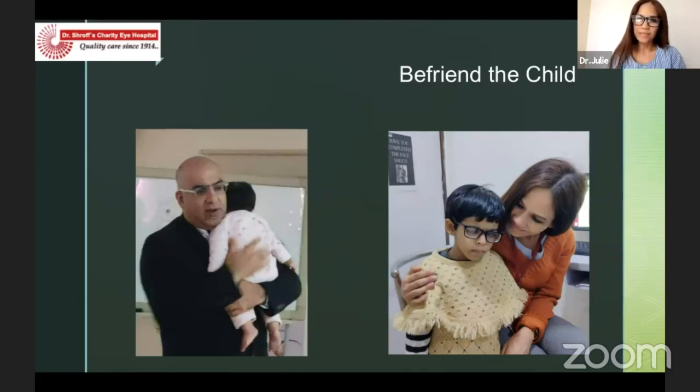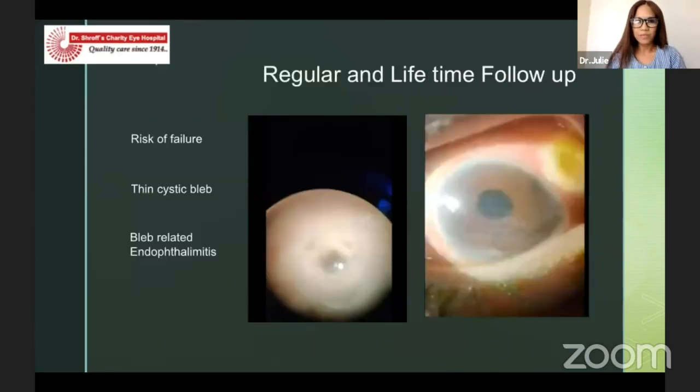Ken said, the moment he sees a child with congenital glaucoma, he takes him in his arms. Because children have a very strong sense of identification through smell, and because, like Ramanjit ma'am had always said, it's a lifelong association. So it is very important. I think this point is very important.